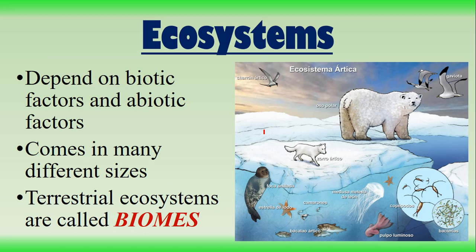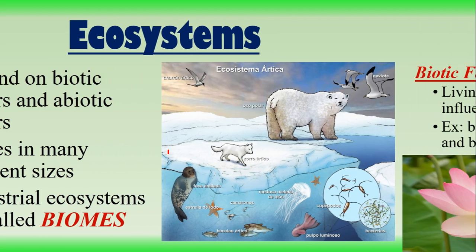Now, ecosystems depend on the biotic factors and abiotic factors of an area. Bio, if you don't know, that prefix means living, and the prefix a means not. So ecosystems depend on the living and the non-living factors. And ecosystems come in many different sizes, and terrestrial ecosystems are also called biomes.